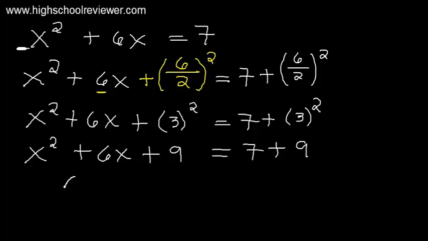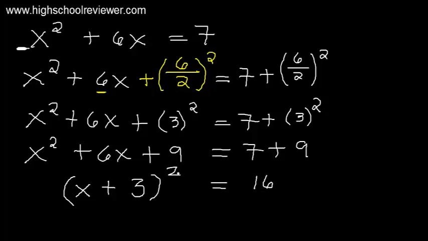Okay, so to factor this out as a perfect square, the factor of x squared is x, and then since this is positive, we will have the positive sign also, and then the factor of positive 9 is positive 3, and then since this is a perfect square, we need to raise that to the power of 2, and 7 plus 9 is 16.